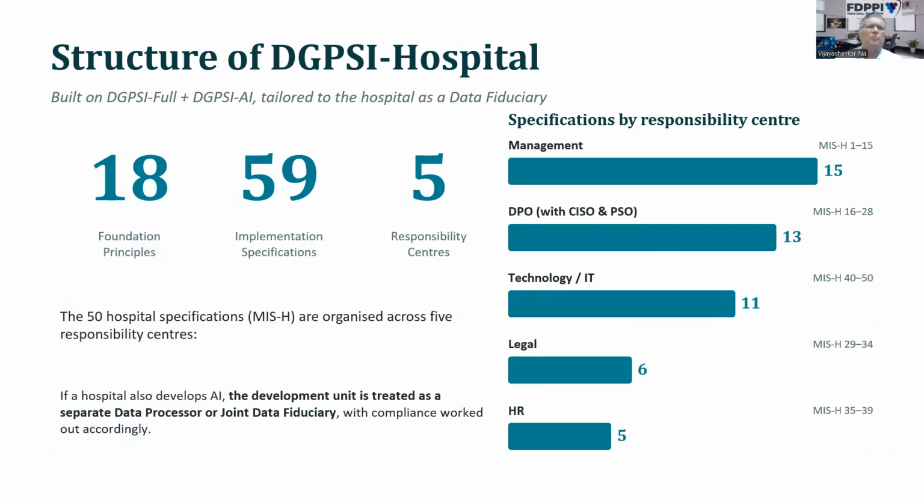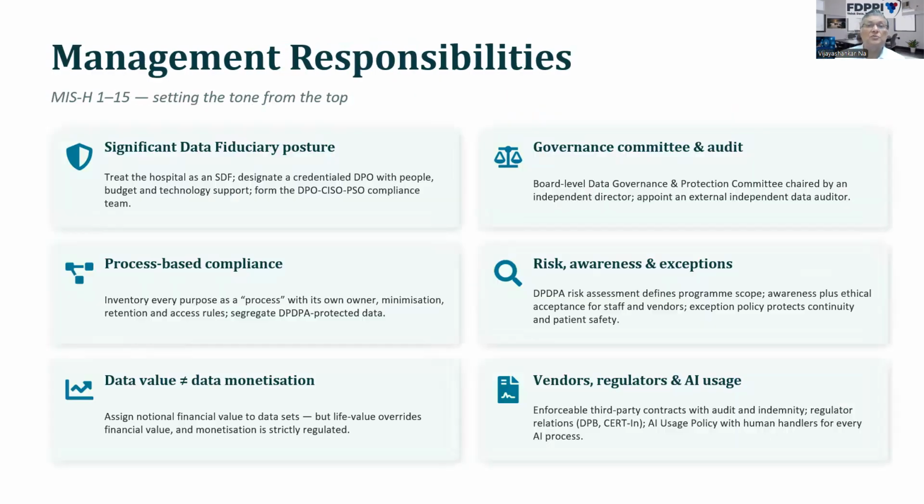Otherwise, this framework will use the 18 foundation principles, 12 from DGPSI full and 6 from DGPSI AI, and 59 implementation specifications, 50 from DGPSI full plus the AI specifications, divided over the 5 responsibility centers. The 5 responsibility centers will be the management, the triumvirate, that is DPO with CISO and PSO, then technology, legal, and HR. So this is the structure of the governance which we wanted to have.